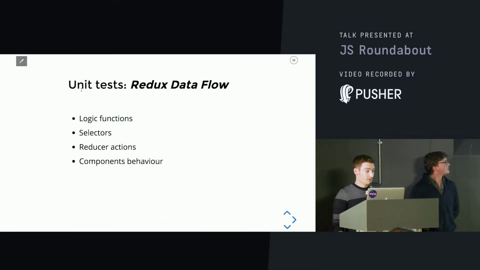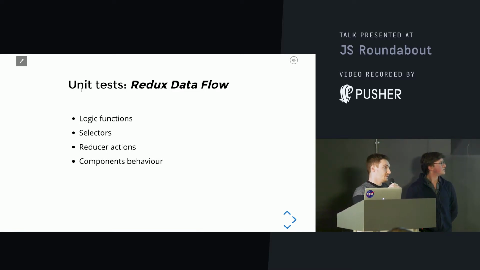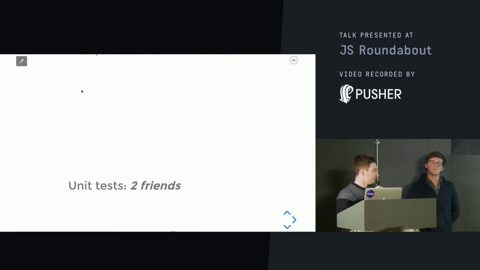So how do we do that? We're going to test logic functions, business logic functions, really simple, that can be used everywhere. You're going to test selectors as well. So for instance, your component is using some computed data from the store via a selector. Then you want to test this to ensure this data is in a correct format. You want to test the reducer actions to be sure that the store is updated correctly once an action is dispatched. And then the component's behavior: once you click on a button, something happens.